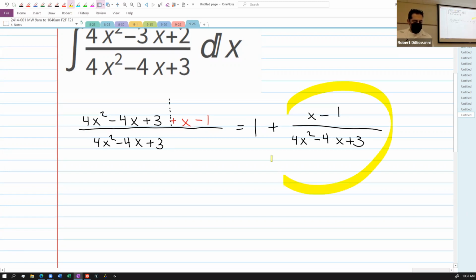Let me ask you, how would you handle that? What is it over what? Linear over quadratic. Your first question should be, is it factorable? If it's factorable, you're going to go partial fractions. If it's not factorable, then you're going to do what we did last class. So can you factor the bottom? Does it not factor?